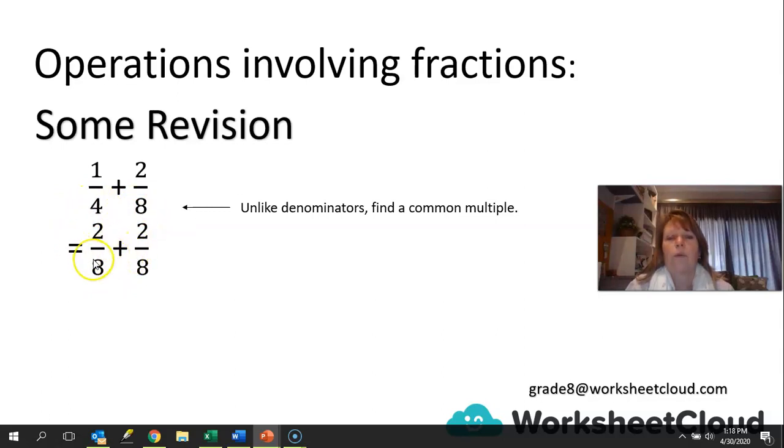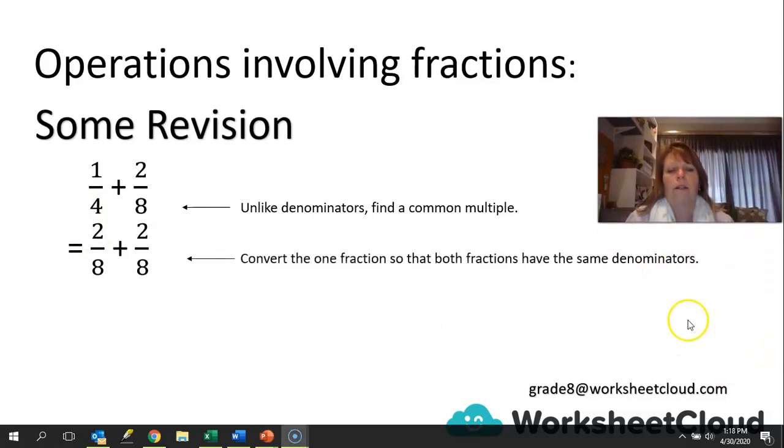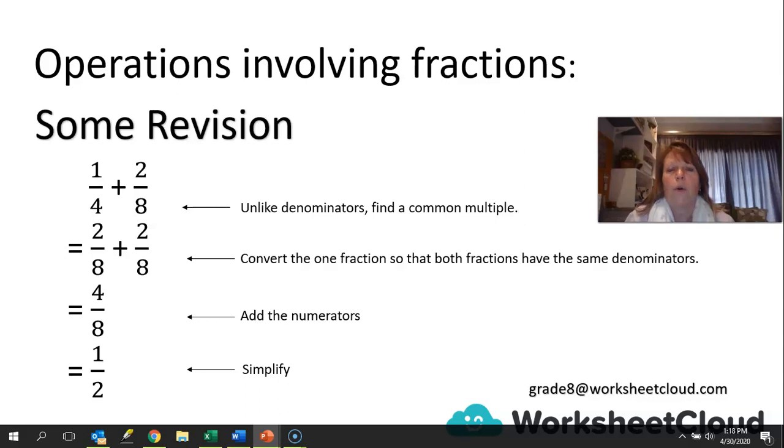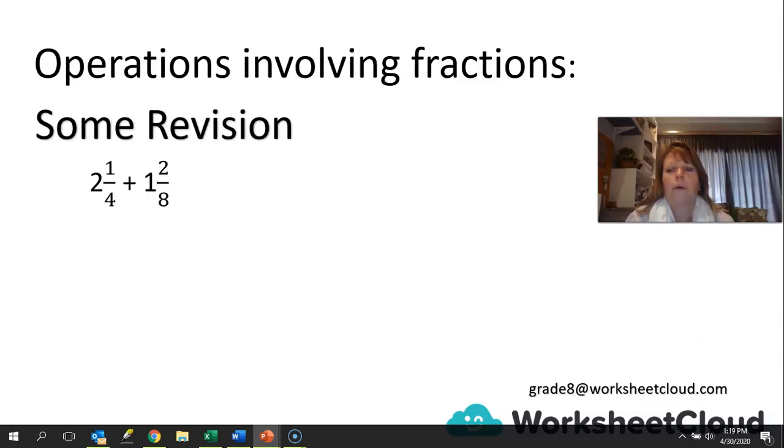So to get from 4 to 8, we multiplied by 2. So what do we do to the top? The same as we did to the bottom, multiply by 2. And then we can just add. Okay? So as you can see, convert the one fraction so that both fractions have the same denominator. Okay, and we end up with 4/8. Again, we've added our numerators and we need to simplify. So 4/8 we know is 1/2. Remember, in order to simplify, you look at what can go into both of those, the numerator and the denominator, without a remainder.